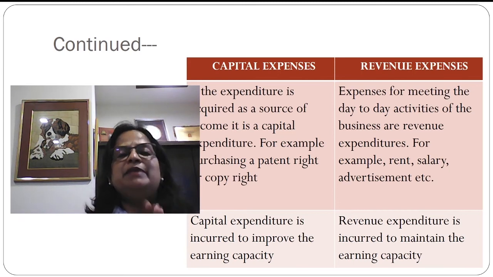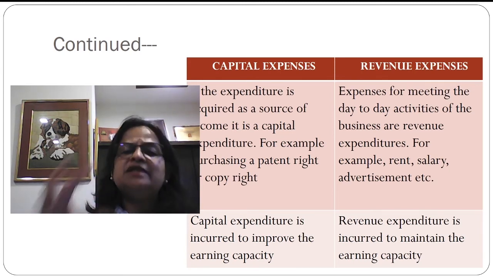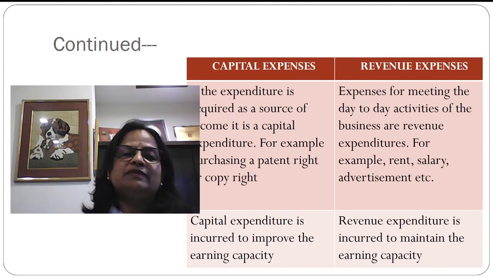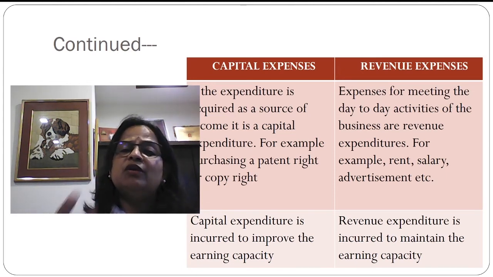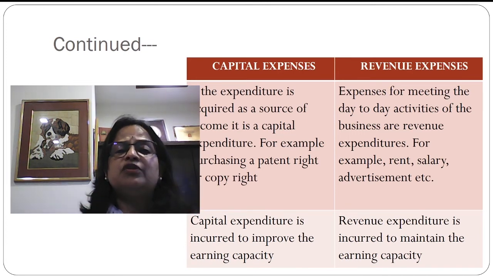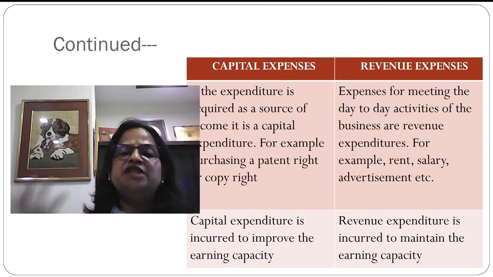That will be a capital expenditure, because that right they are going to utilize and they are going to mint money out of it. They know that if they purchase the right, they can make money out of it. So it's a capital expenditure. It's a source of income. If a manufacturing company gets that patent right for the COVID-19 medicine, then they can make money out of that. That is a capital expenditure.